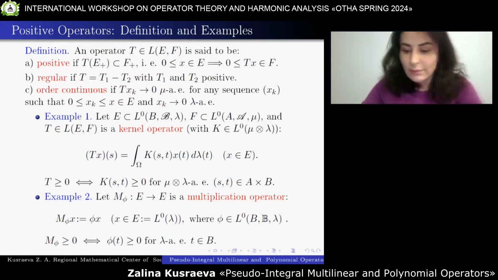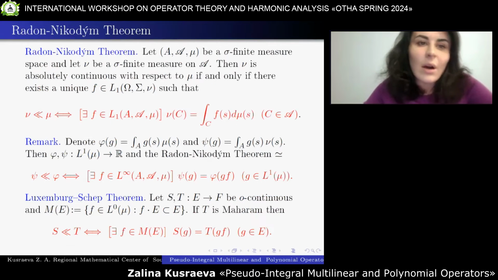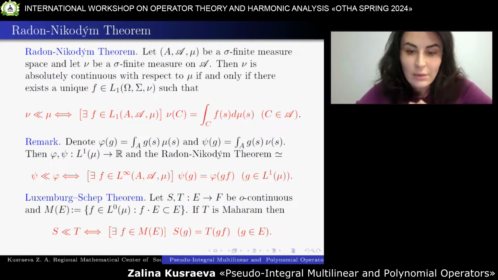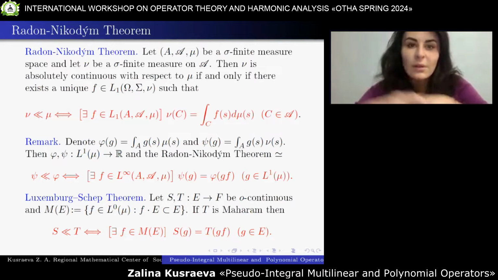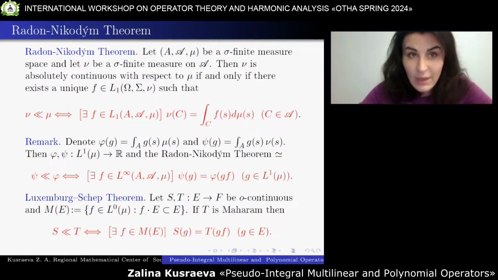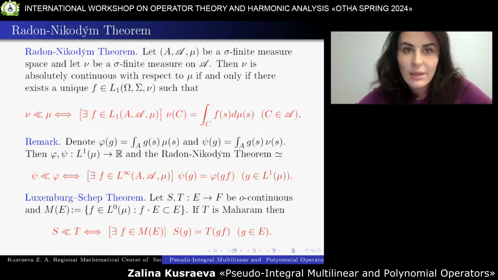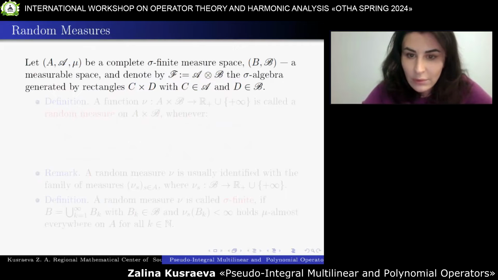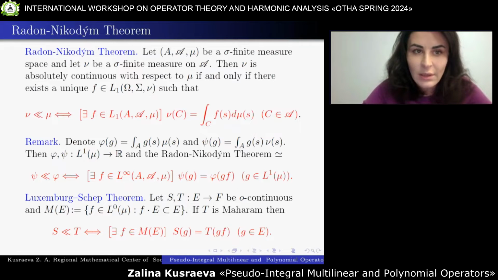Our main motivation here is presented. It is the classical Radon-Nikodym theorem, which states that given a measure space with a sigma finite measure mu and an arbitrary sigma finite measure nu, which is absolutely continuous with respect to mu, then there exists a mu measurable function F such that nu is representable as an integral with respect to measure mu, as you can see here.